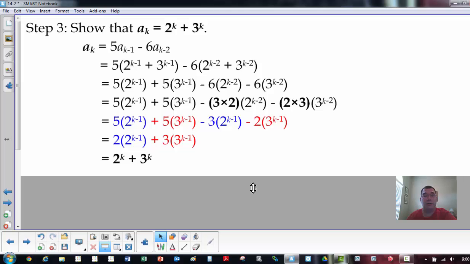So I have now proven using strong induction that the kth term is actually 2 to the k plus 3 to the k. We're going to cover more of these proofs when we get into recurrence relations in the next video.